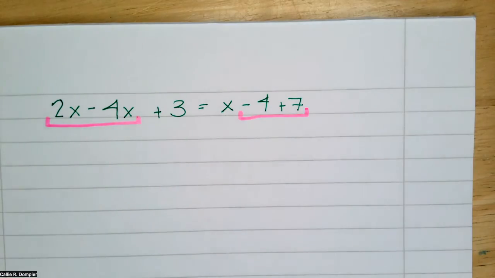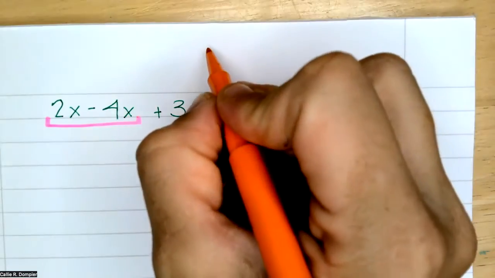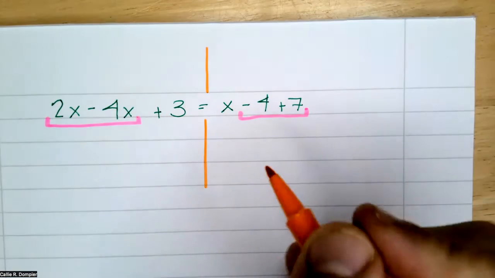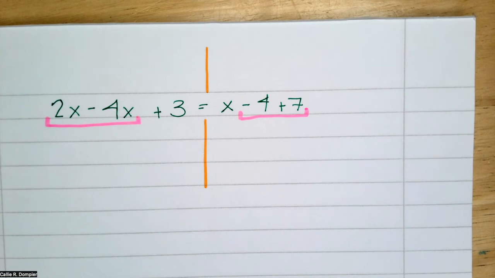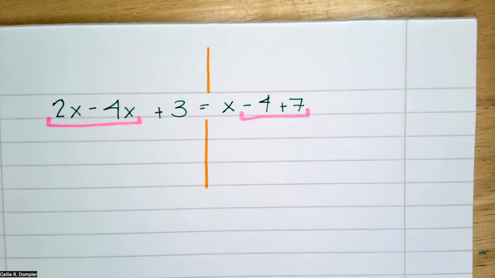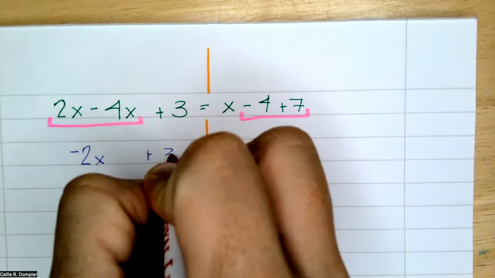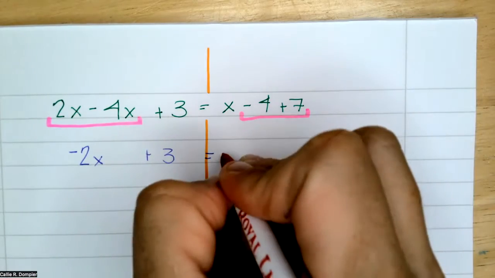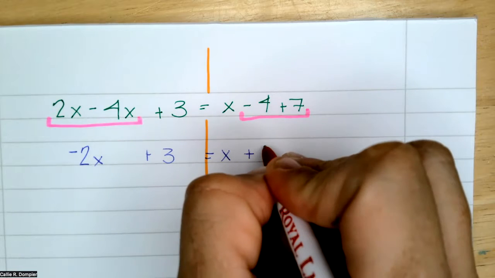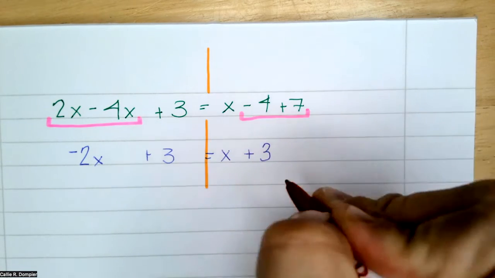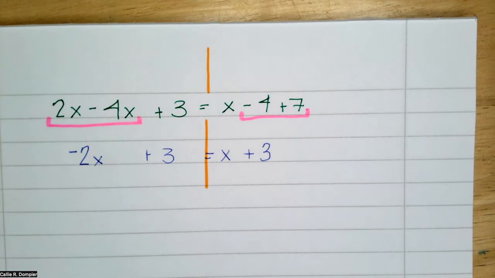This equal sign is a wall. So you don't want to combine any like terms across past the equal sign, but if they are both on the same side of the equal sign, you can go ahead and combine them. So 2x minus 4x is going to be a negative 2x. Bring down that plus 3 equals x plus 3. Good. So this is negative 2x plus 3 equals x plus 3.